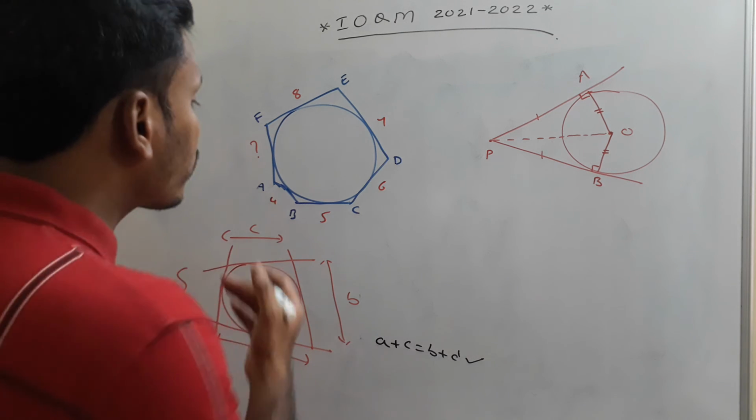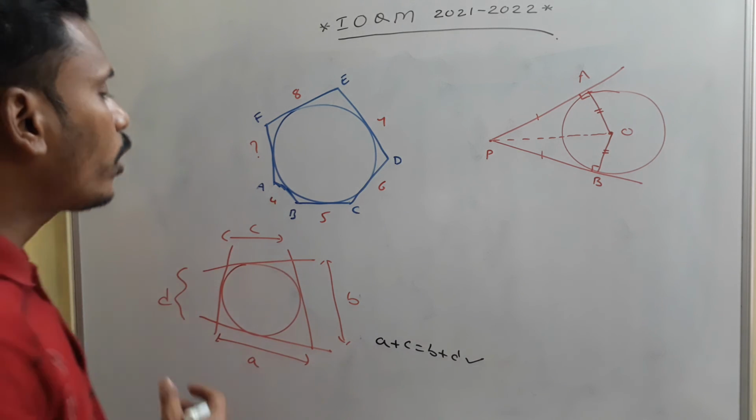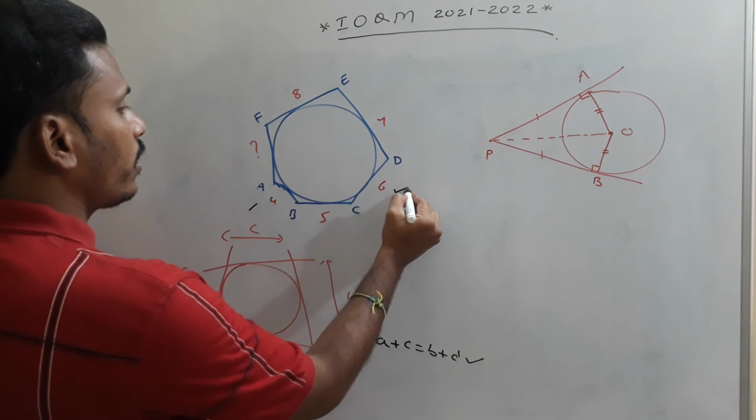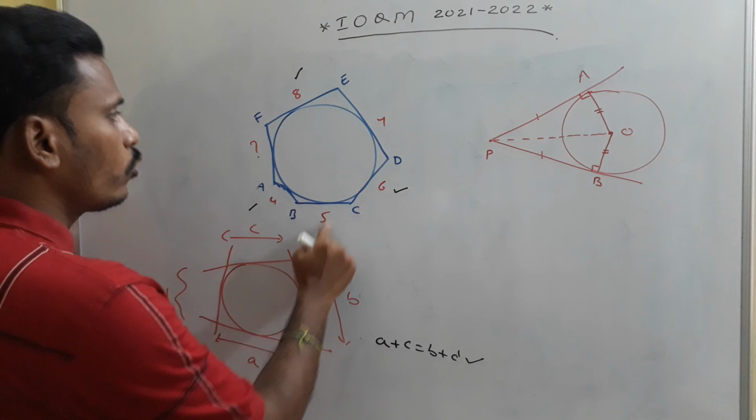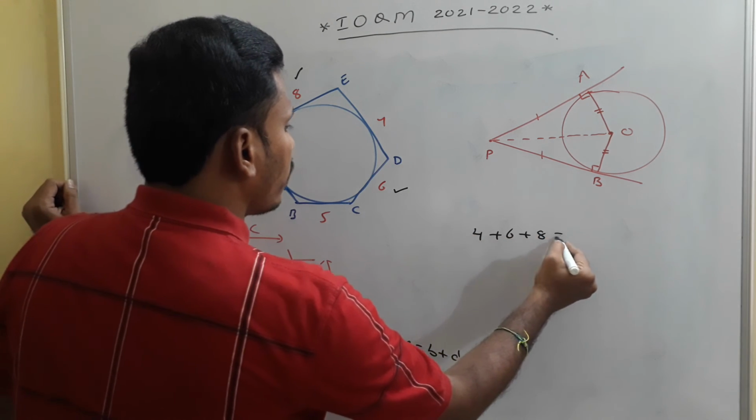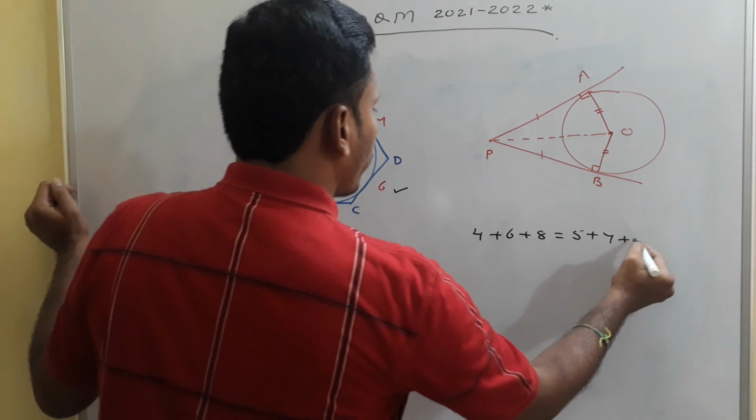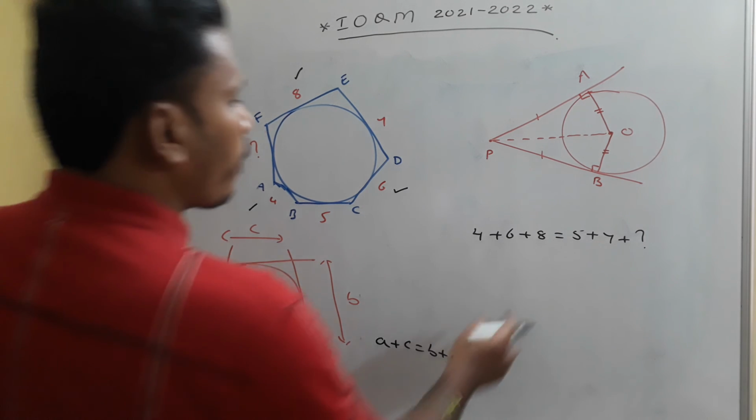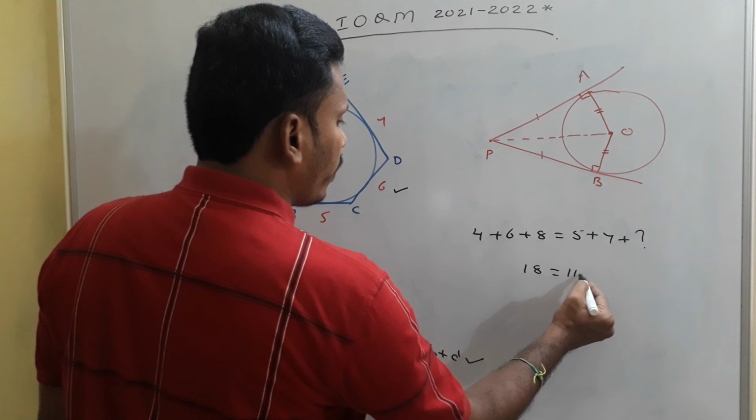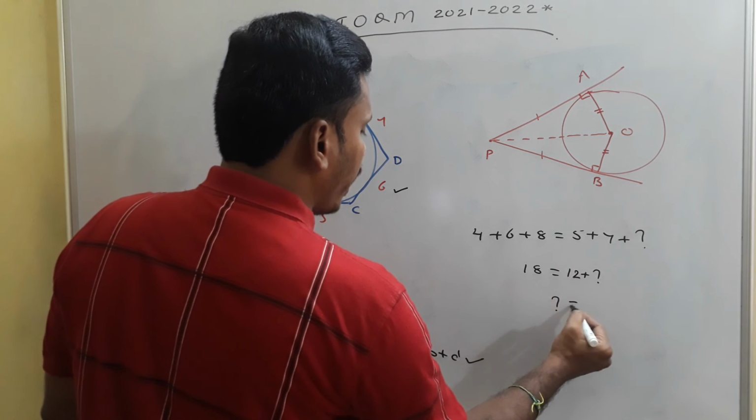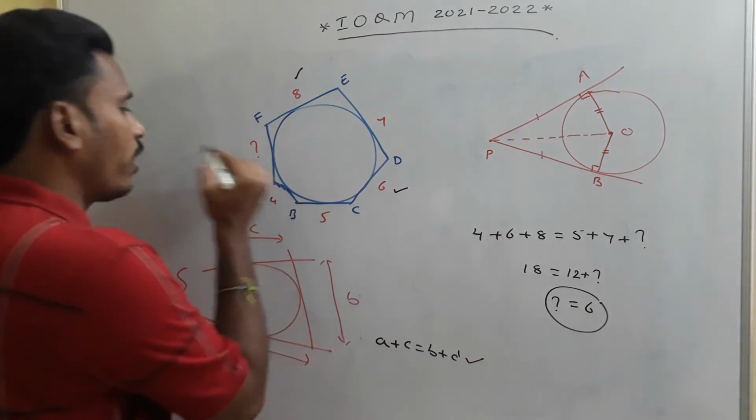But in the case of a hexagon, here again you need to add alternate position numbers. That means 4 plus 6 plus 8 is equal to the sum of all the remaining 3. Okay, 4 plus 6 plus 8 is equal to 5 plus 7 plus question mark. From there it is easy to calculate the value of that question mark. Okay, so if you calculate, this is 18, right? That is equal to 11 plus question mark, right? At the end, no, this is 12 plus question mark. At the end that question mark value is 6, that AF length is 6.